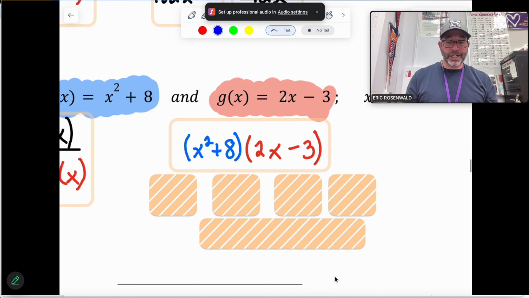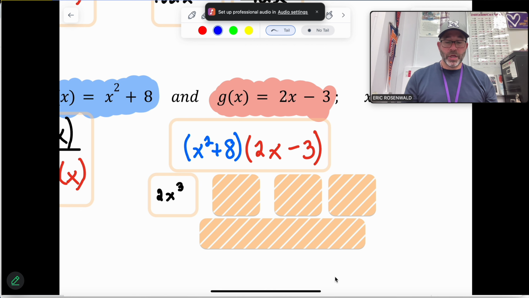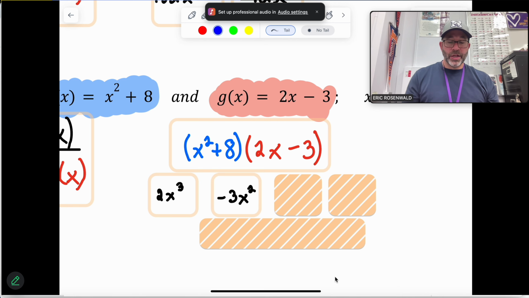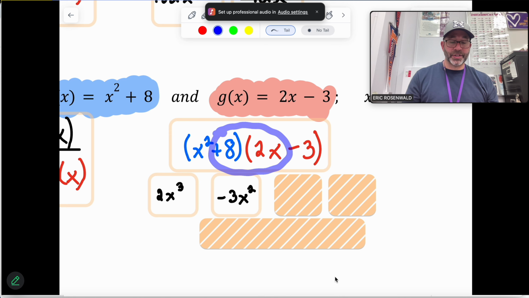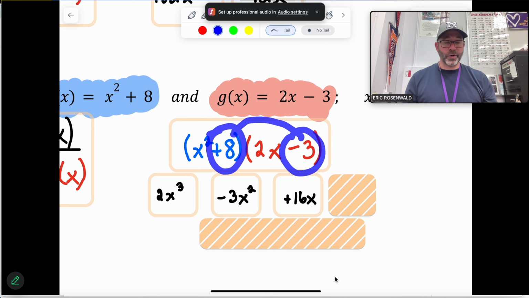Let's go through and FOIL again. The first terms, multiply these two together. X squared times 2x is 2x cubed. We're going to multiply the outside terms. So there's your 2 on the outside of it. Multiply these together, we get negative 3x squared. Your inside terms, positive 8 times 2x is going to be 16x. And then your last terms is going to be negative 24.